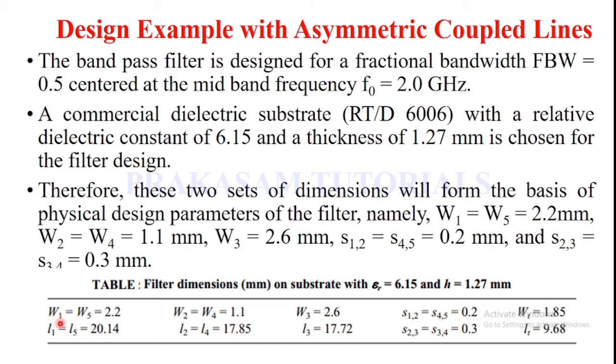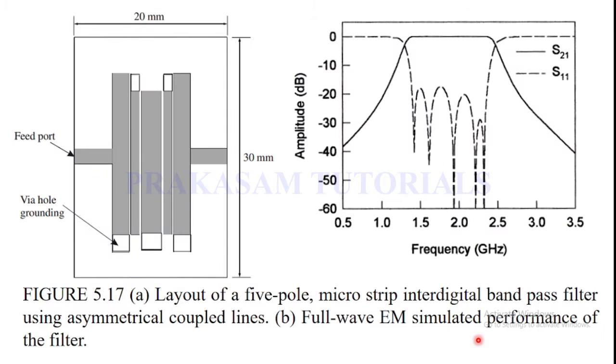The widths W1 and W5 are 2.2 mm, W2 and W4 are 1.1 mm, and width W3 is 2.6 mm. The spacing S12 and S45 is 0.2 mm, and S23 and S34 is 0.3 mm. In this layout, this is 20 mm, this is W1, W5, W2, W4, W3, and this is the spacing. The 50 ohm transmission line width is 1.85 mm and its length is 4.9 mm.